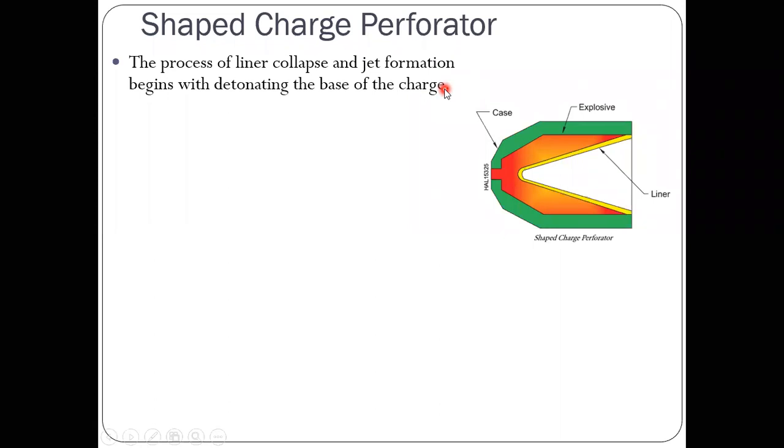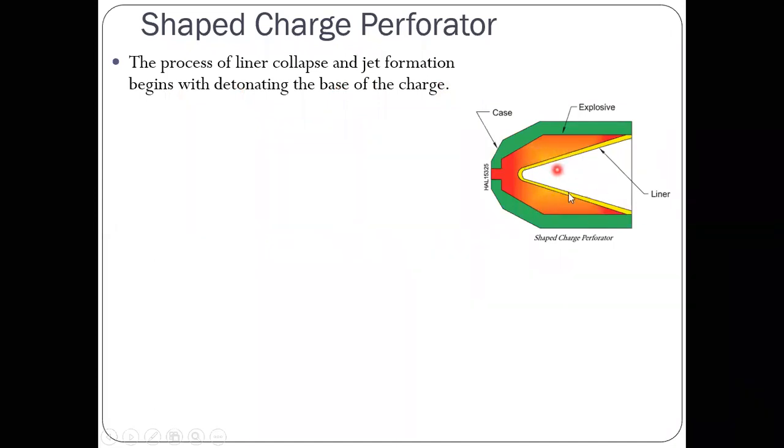So the process of liner collapse. This is the liner, and the jet will be formed. The process of liner collapse and jet formation begins with detonating the base of the charge.